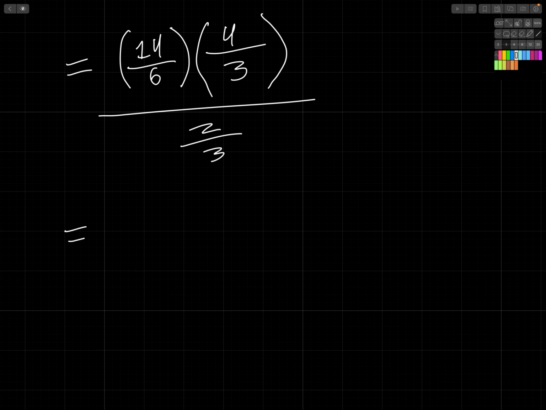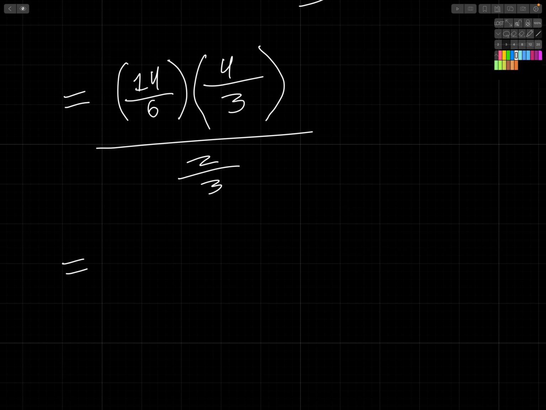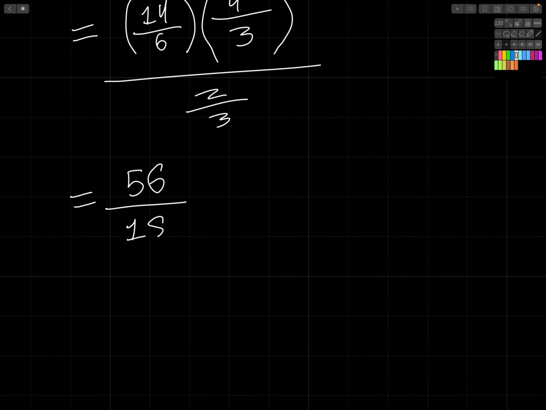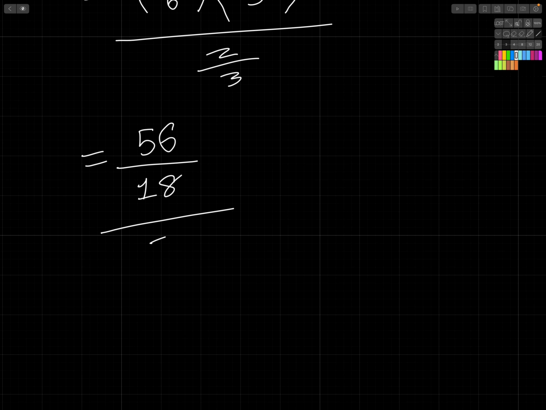Now we just want to multiply these together. So 14 times, because we're doing now multiplication of fractions. So all you do is multiply the numerators by the numerators and the denominators by the denominators. You don't need to find the common denominators, remember. So 14 times 4, that gives you 56. So you do 56 over, and then 6 times 3, 18, over 2 over 3.